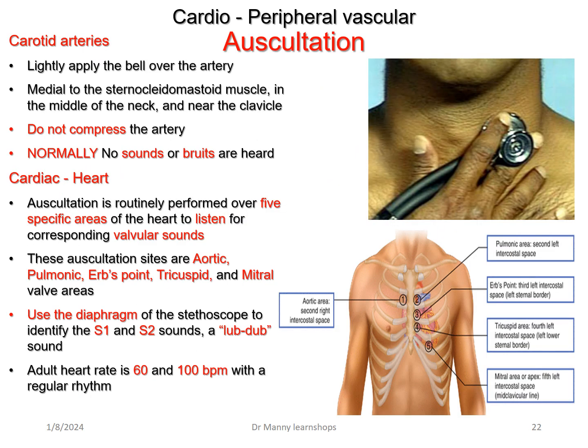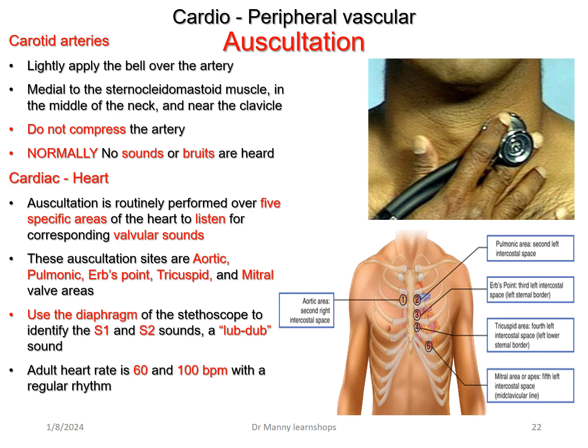When we come to auscultation, we auscultate the carotid arteries, applying the bell lightly over the artery. The artery is typically located medially to the sternocleidomastoid muscle in the middle of the neck and near the clavicle. We don't compress the artery. Normally there are no sounds or bruits heard. A bruit is an abnormal sound heard over an artery when there is obstruction.